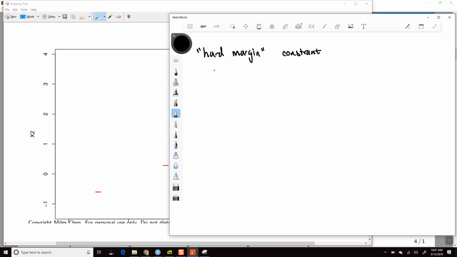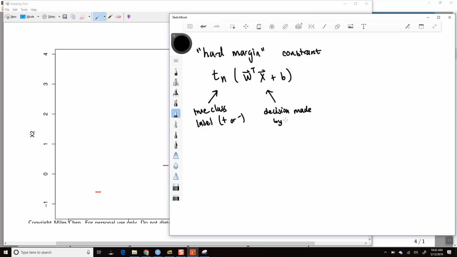was that the true class multiplied by the decision made by the boundary. So again, this is the true class label, plus or minus, multiplied by the decision made by the boundary. We said this always has to be greater than or equal to 1.